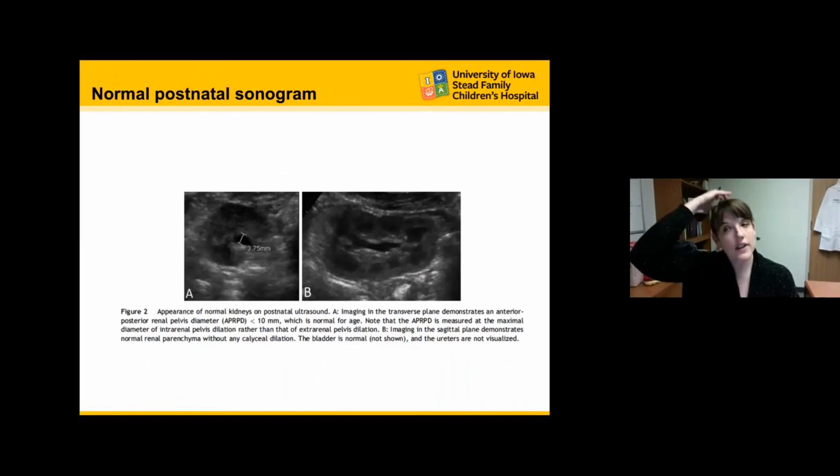Okay, so I didn't give you guys poll questions for these, but just briefly looking through the UTD classification. This first picture is what would be considered a normal postnatal sonogram. On the longitudinal view, there is a small splitting of the renal sinus fat, which would, to my eye, normally be considered SFU grade 1 hydronephrosis. And then on the transverse view, the anterior posterior diameter is less than a centimeter. It's 3.5 millimeters. And so this would be considered normal, assuming that the ureters and the bladder are normal.